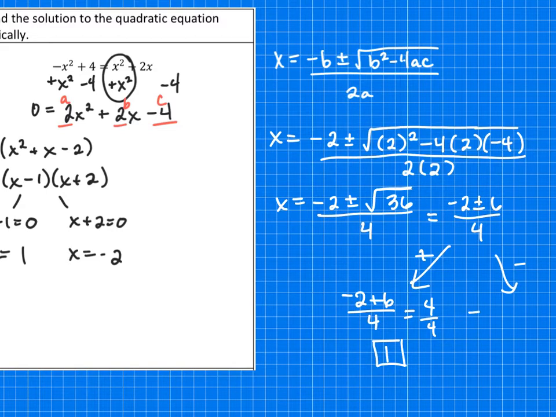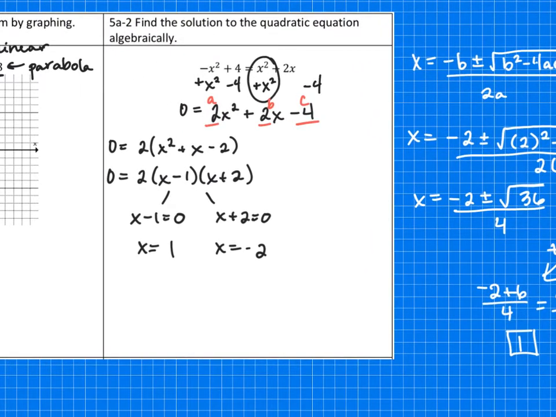The other one, I do negative 2 minus 6, all divided by 4. Negative 2 minus 6 is negative 8. Negative 8 divided by 4 is negative 2. That should come as no surprise since over here we've got 1 and negative 2 for our answers as well.